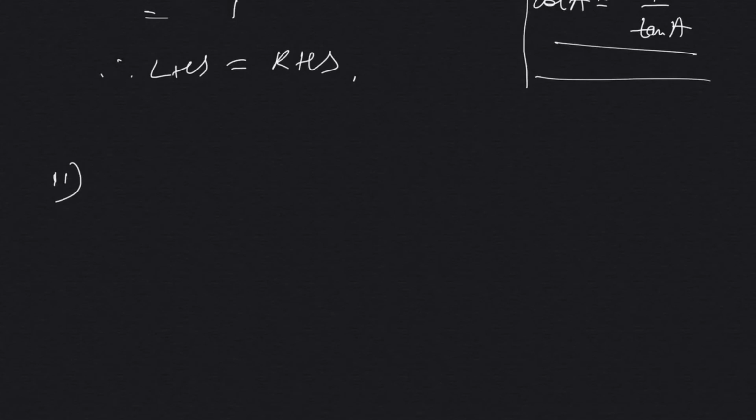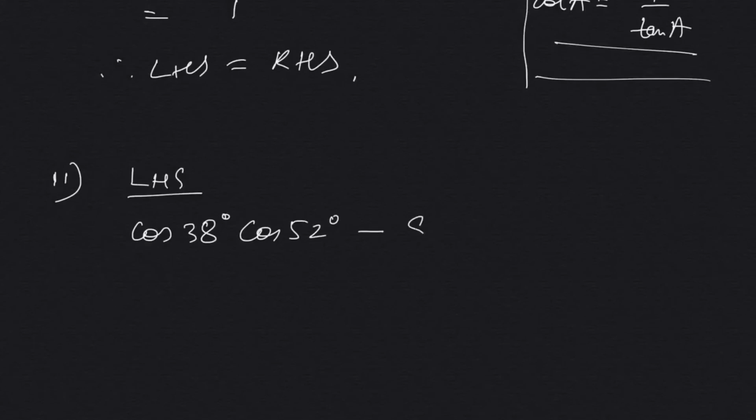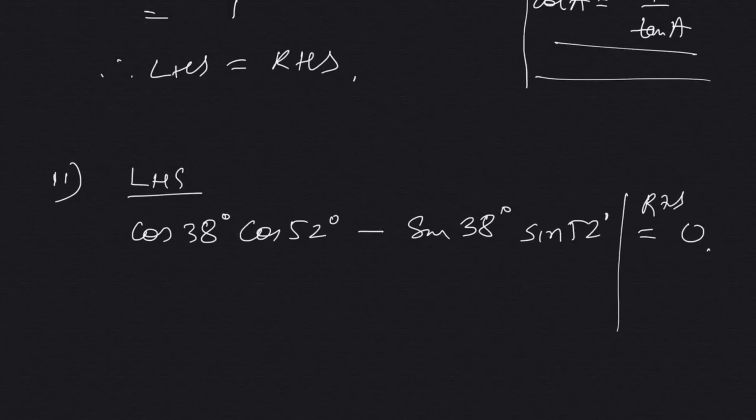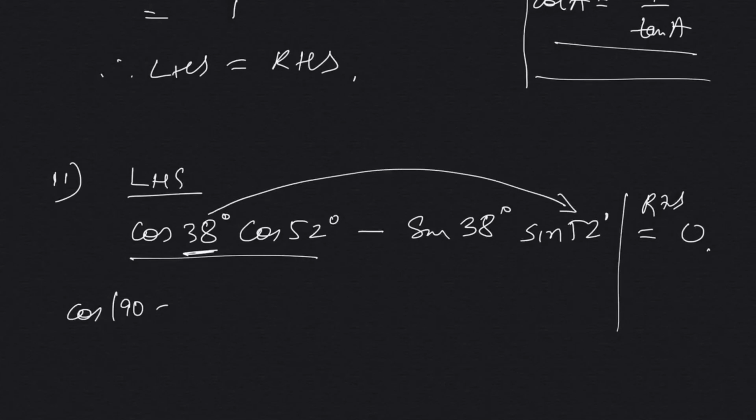Let's do question 2. Left hand side, I'll simply start writing the left hand side directly: cos 38 degrees cos 52 degrees minus sine 38 degrees sine 52 degrees. The right hand side is equal to 0. Okay, so let's replace this: cos (90 minus 38), the corresponding number is 52, right? So this is becoming sine 52.